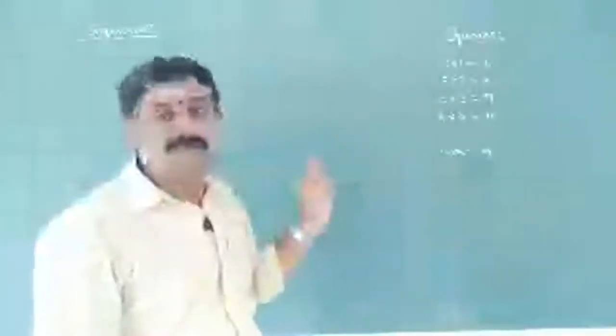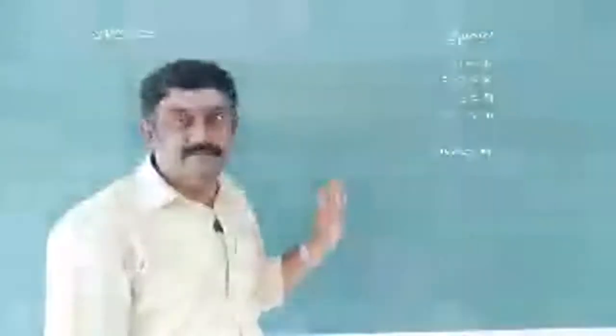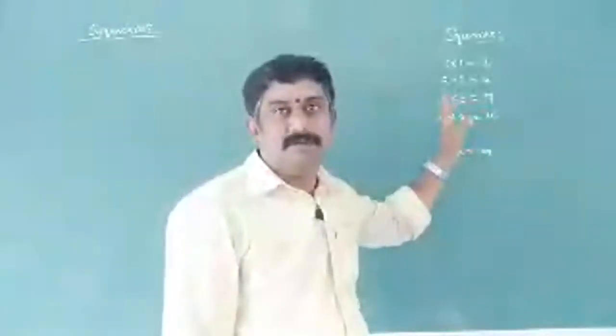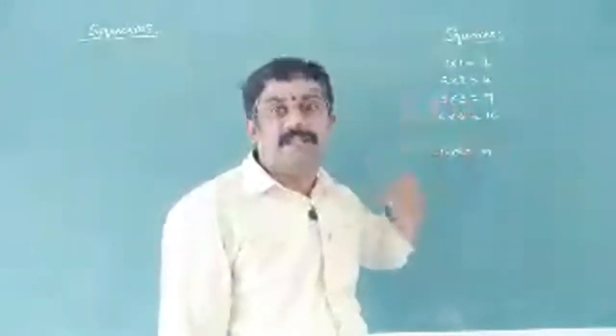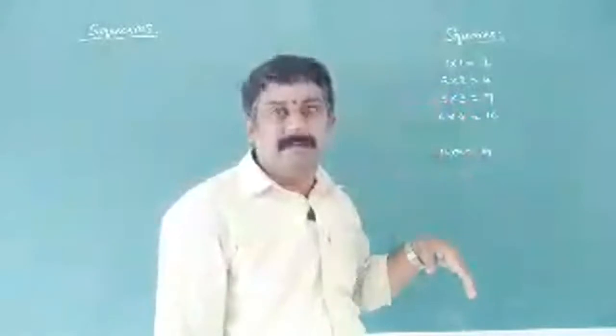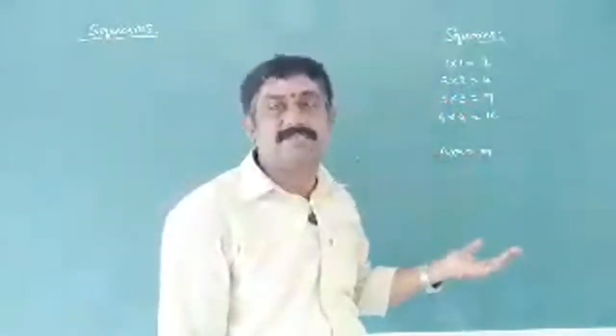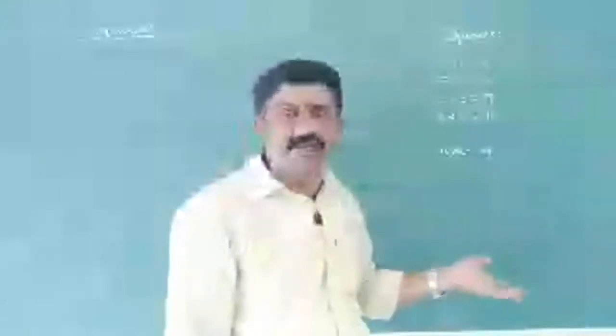So such numbers are called square numbers. What are these? 1, 4, 9, 16. All these are called square numbers. If an integer is multiplied by itself, then the resultant will be called a square number, and it must be an integer also. Automatically we will get an integer. So this is nothing but square numbers.